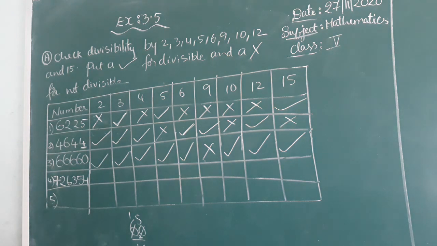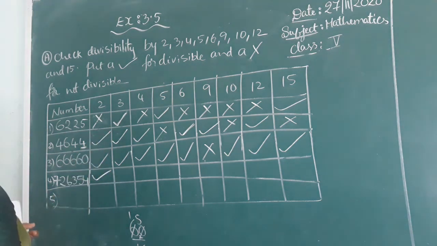Next number: 7,26,354. See, 54. It is an even number, so it is divisible by 2.